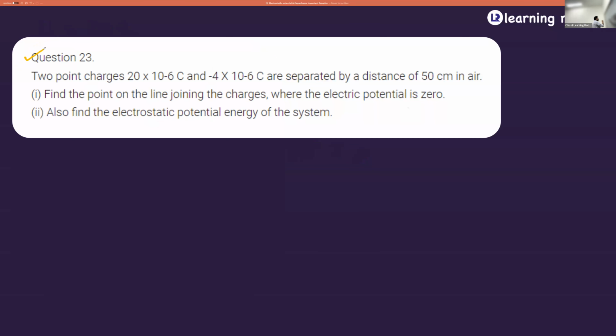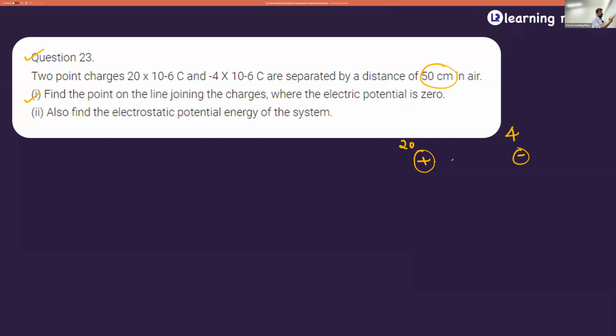So the next question is: two point charges, 20 into 10 power minus 6 coulomb and minus 4 into 10 power minus 6 coulomb, basically 20 microcoulomb and minus 4 microcoulomb, are separated by a distance of 50 centimeter in air. The first question is to find the point on the line joining the charges where the electric potential is 0. If I take this to be the positive charge and this to be the negative charge, the positive charge is 20 microcoulomb and the negative charge is 4 microcoulomb.